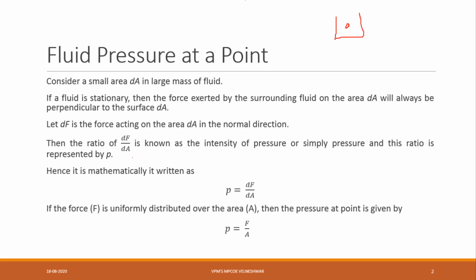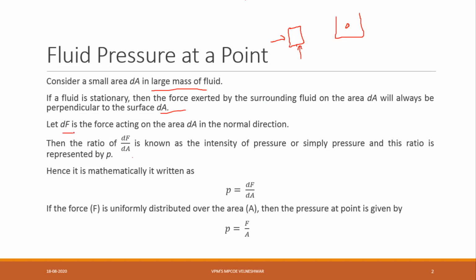Now consider a small area dA in a large mass of fluid. Just suppose we consider a large mass like this, and the area of this bar is dA. If the fluid is stationary, then the force exerted by the surrounding fluid on the area dA will always be perpendicular to dA. It means the force in this direction is perpendicular to dA, and in this direction also. Why? Because we are assuming here. Let dF be the force acting on dA in the normal direction. Here dA is the area, and the force will be dF.